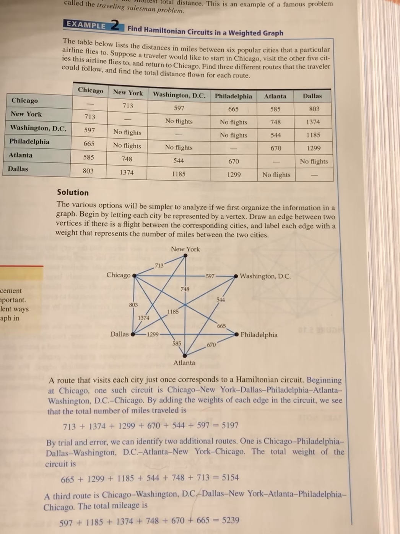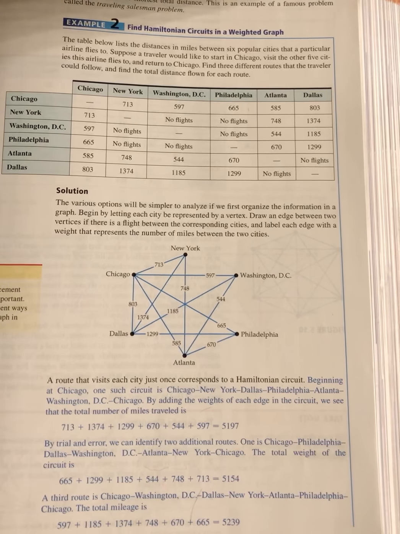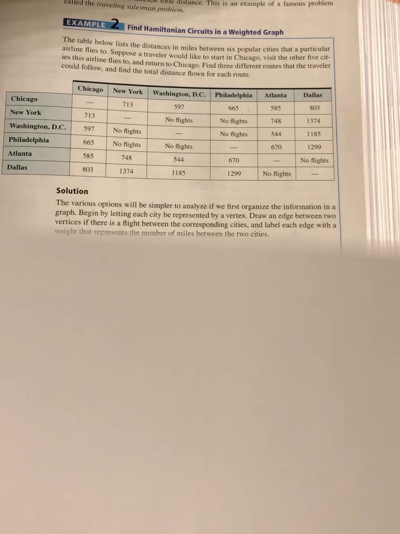Suppose a traveler would like to start in Chicago, visit the other 5 cities this airline flies to, and return to Chicago. Find 3 different routes that the traveler could follow and find the total distance flown for each route. So here's the difficulty in this problem. This is the most difficult part: you're not going to be given that graph. You're going to be given the table. So like we did in section 5.1, you would have to draw this graph.